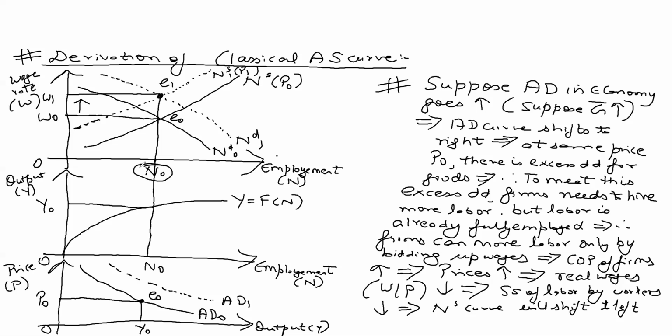So let me start off with the whole chain once again. Step 1, suppose aggregate demand increases. Aggregate demand curve will shift to the right. At the same price, there is excess demand for goods. To meet this excess demand, firms will demand more labor. So labor demand curve in the first diagram will shift to the right.